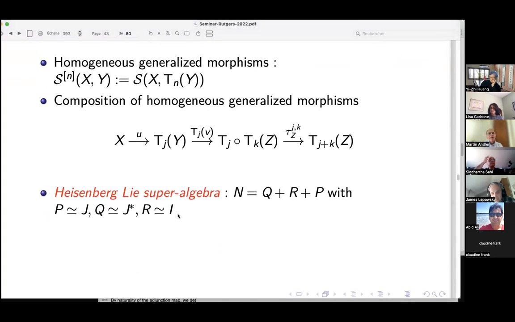And in a J category, you have a naturally defined Heisenberg Lie superalgebra, N equals Q plus R plus P, where P is a copy of J, Q is a copy of J star, it's more convenient to have different names, and R is a copy of the unit.